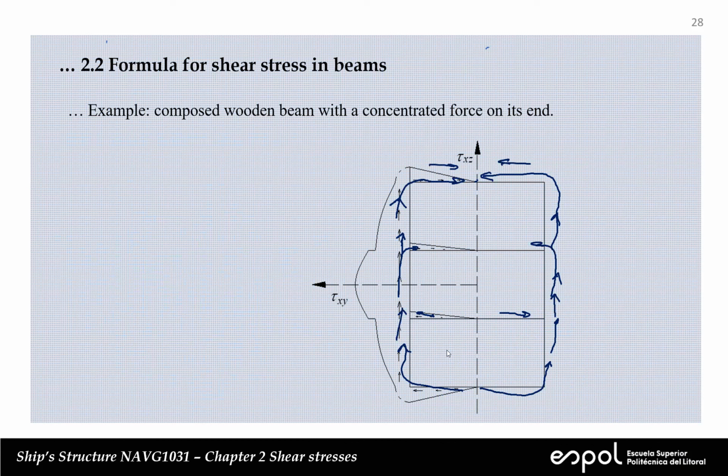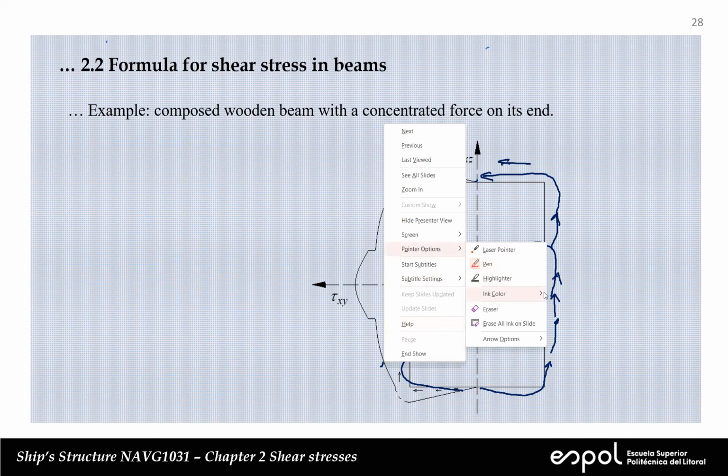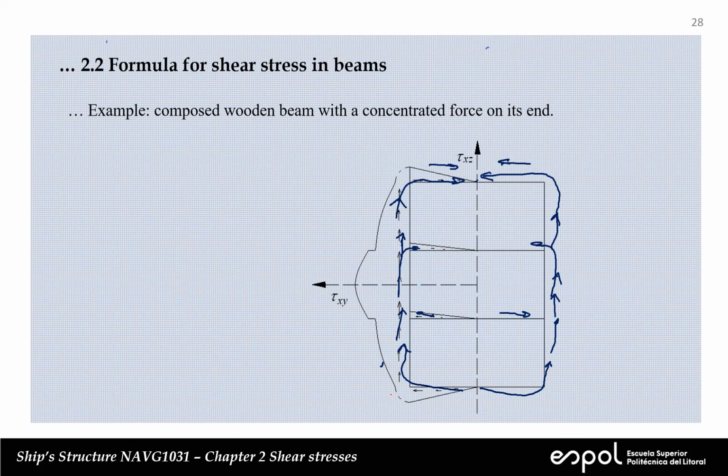Okay, now, let's see if we can check equilibrium. So here, this points to the left, this points to the right. Here points to the left, points to the right, points to the right, points to the left, points to the right, and to the left. So you have equilibrium.